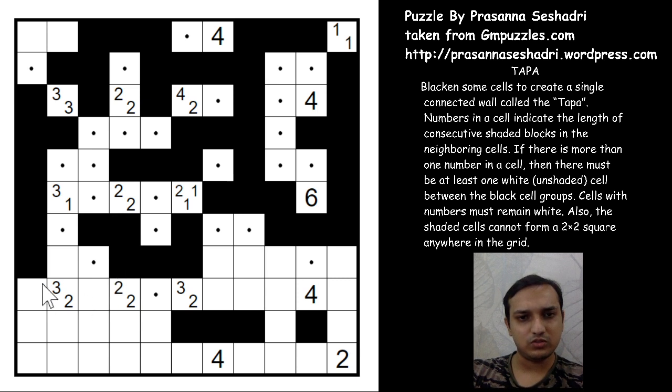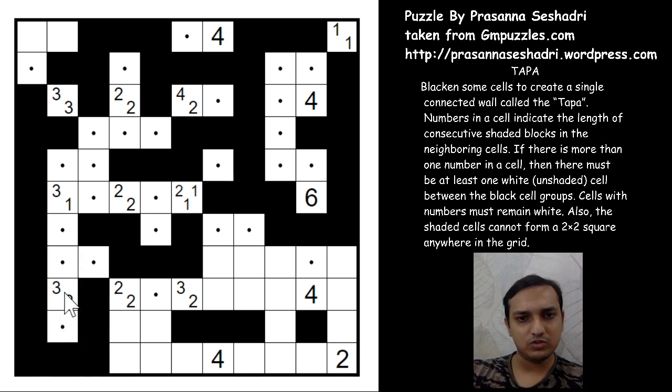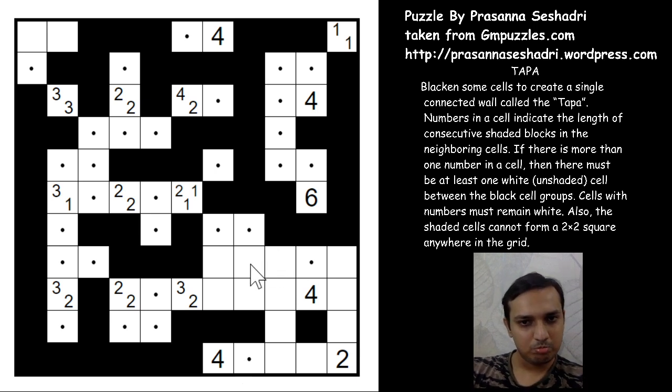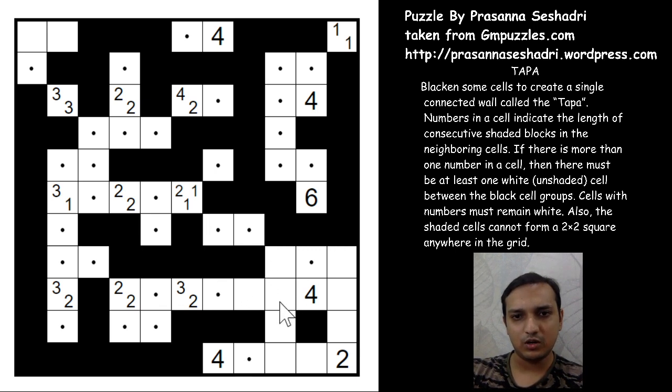The 2 is done now, 3 is also done, this 2 is done for now, the 2 is done here, the 4 is also done. So for this black cell to connect to the other parts of the black cells, this will be connected. The 3 2 is done now.